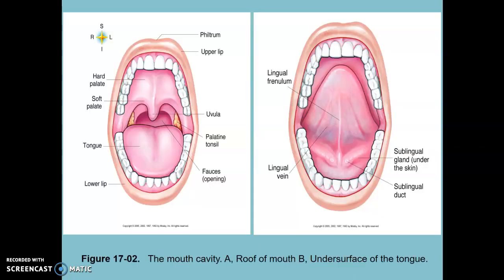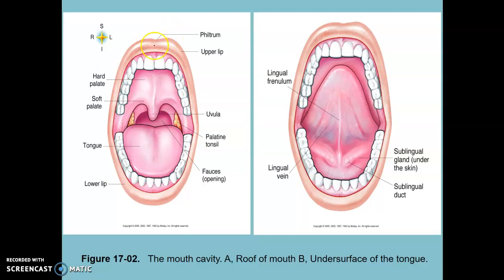So here is the mouth cavity. Here's the top of the mouth, the roof of the mouth. Here are the teeth, of course. The hard palate, the soft palate, ending down here in the dangly uvula. We have the palatine tonsils that are visible when you open your mouth, and that's why the doctors oftentimes say, open your mouth, say ah, so they can see the palatine tonsils. Here's the tongue, the upper and the lower lip.